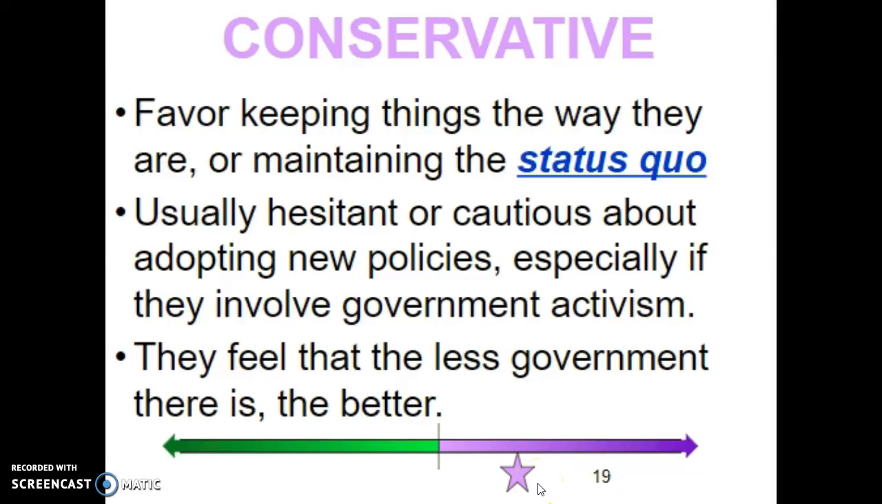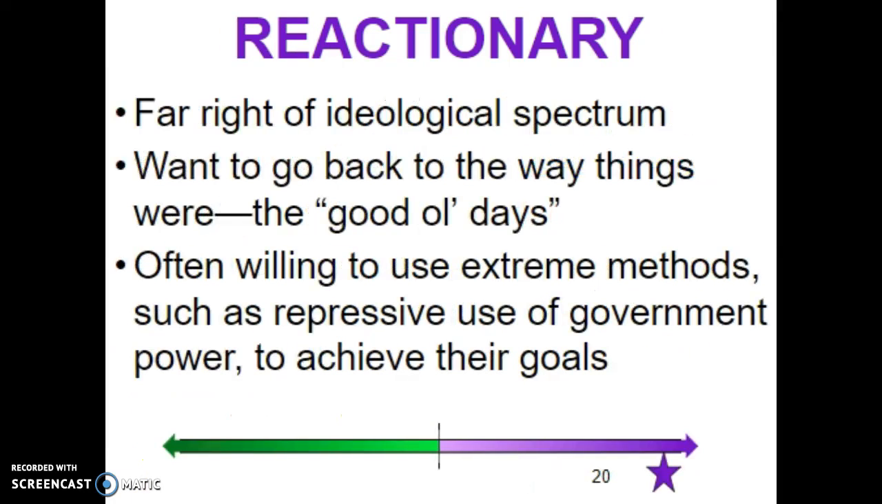Conservatives favor keeping things the way they are, or maintaining the status quo, and are usually hesitant or cautious about adopting new policies, especially if they involve government activism. They feel that the less government there is, the better. And then reactionary, far right of the ideological spectrum, want to go back to the way things were, the good old days, and are often willing to use extreme methods such as repressive use of government power to achieve their goals.